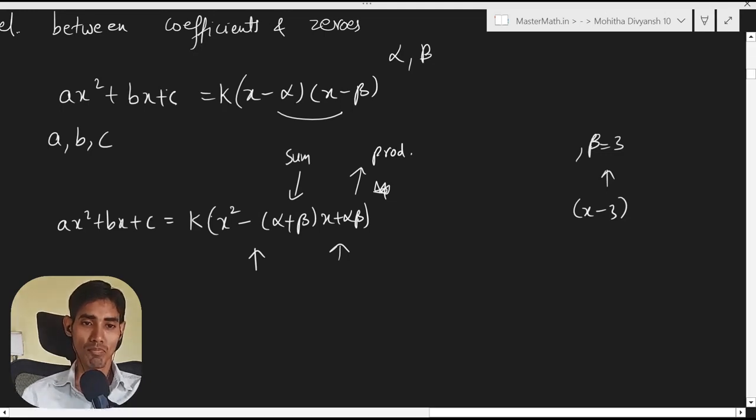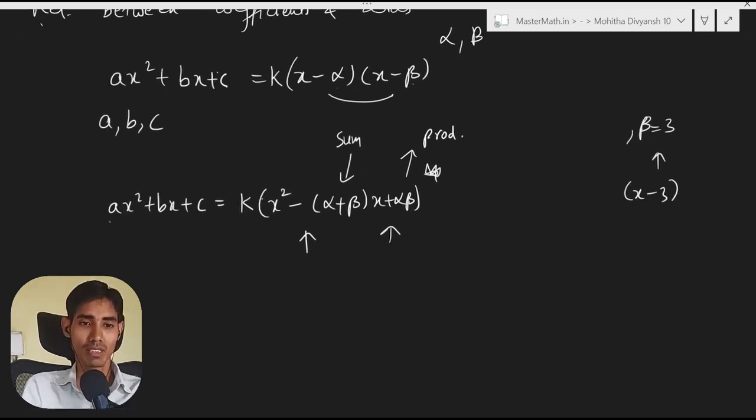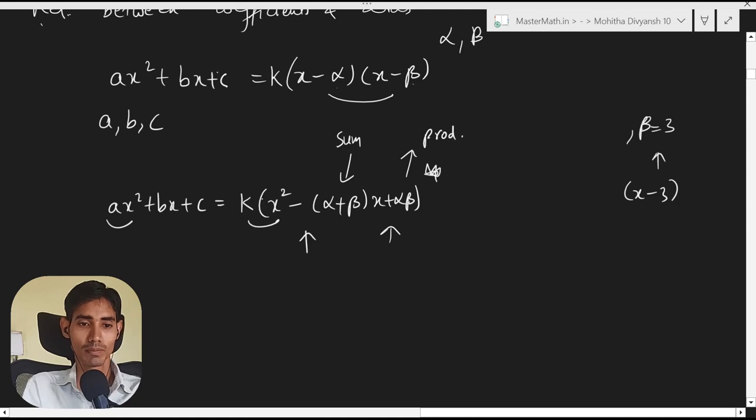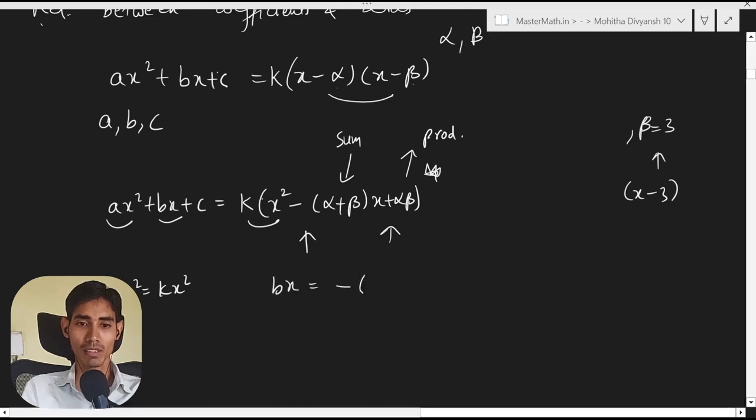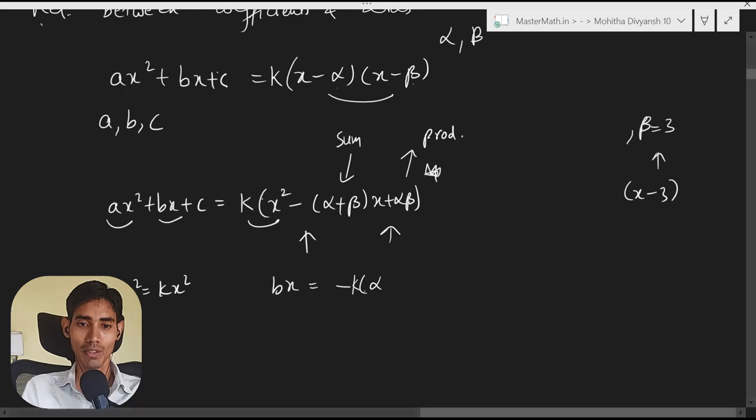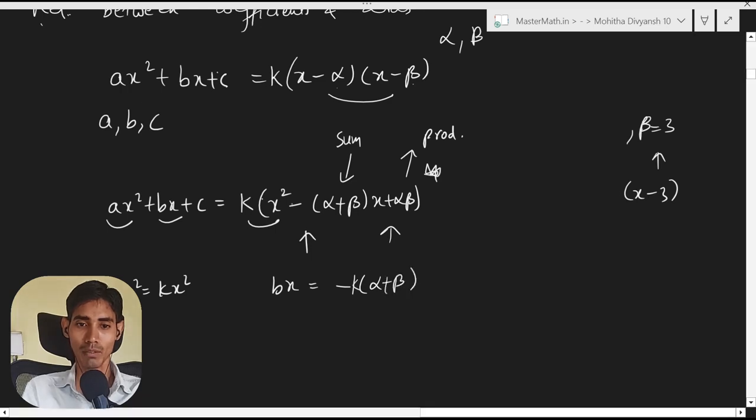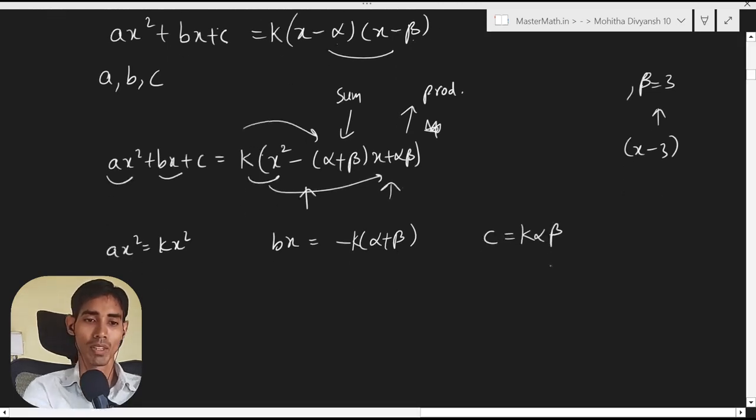Because you can't put in the alpha and beta values, right? Alpha and beta is not equal to sum of alpha and sum of alpha beta, so that's different. So this is the first thing. Now if you compare this, ax square is kx square, bx is minus k into alpha plus beta. K again is getting multiplied here, same for the c case also. C is equal to k alpha beta.